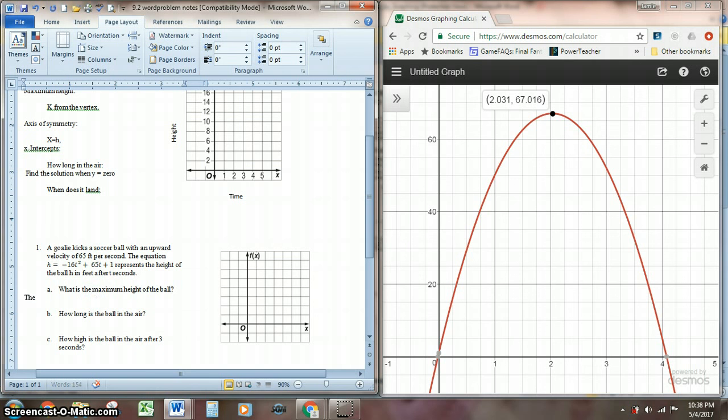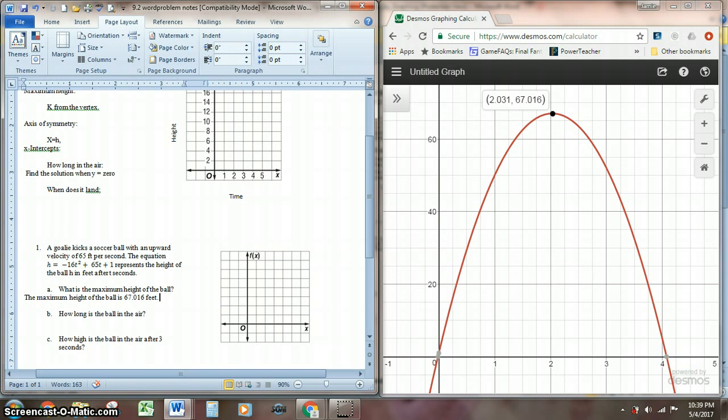So I would just say the maximum height of the ball is 67.016 feet. Now, I'm rounding to 3 decimal places here simply because that's what Desmos gave me, and it's already rounded, so I don't have to worry too much.